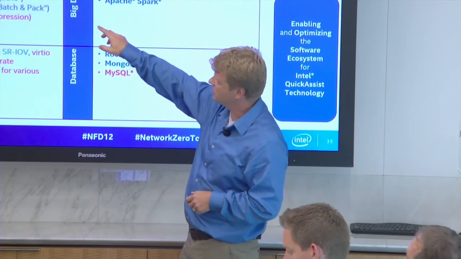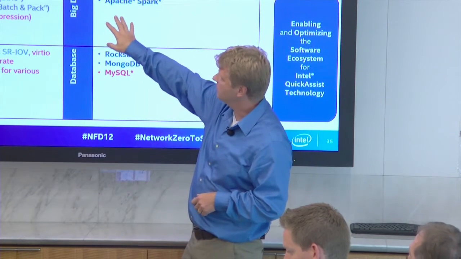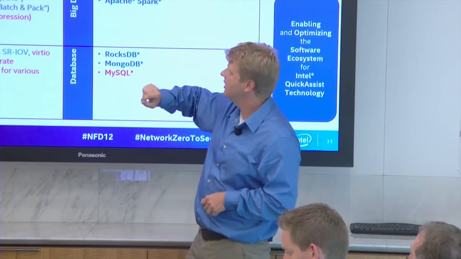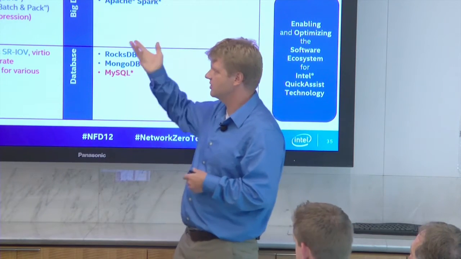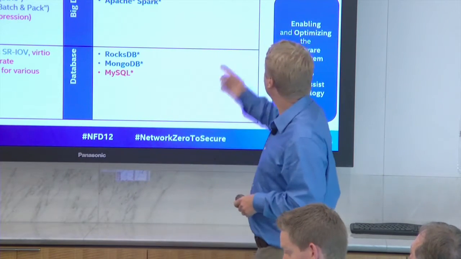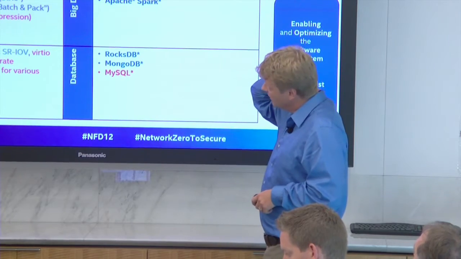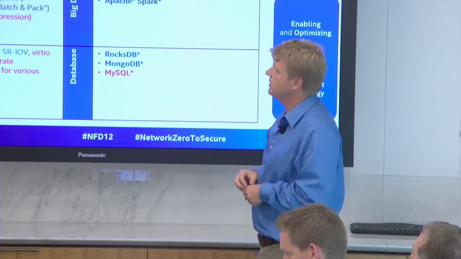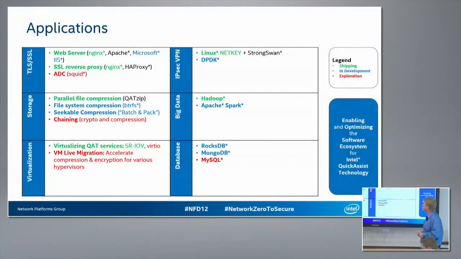Nginx can be used as a reverse proxy, but we've also looked at using HAProxy as a reverse proxy as well, and we've done some investigation on that. Again, it's in development, and we don't have that released. In the ADC space, we're aware of Squid. We've done a little bit of work on it, but again, it's a matter of getting that work done. Linux Netkey is natively supported because we're now in the kernel, and we support LKCF.